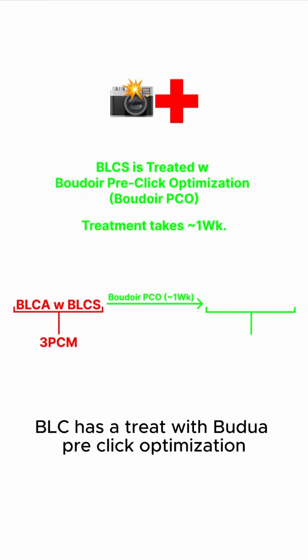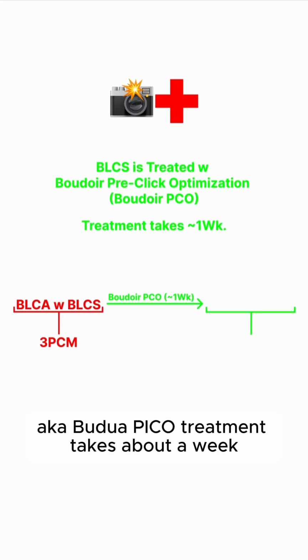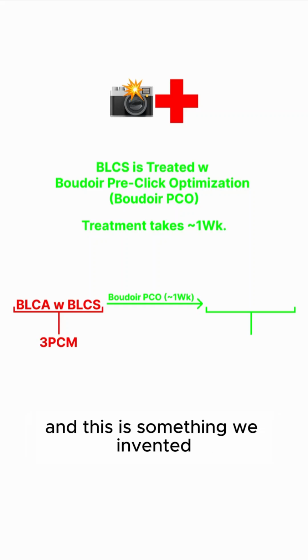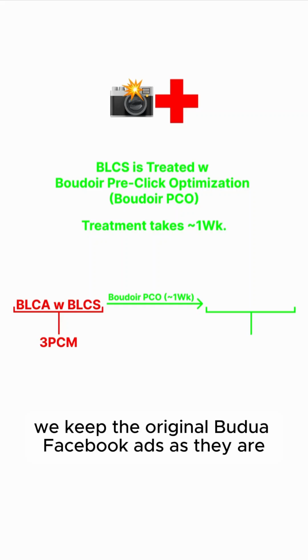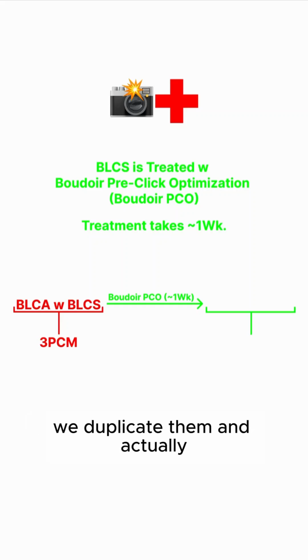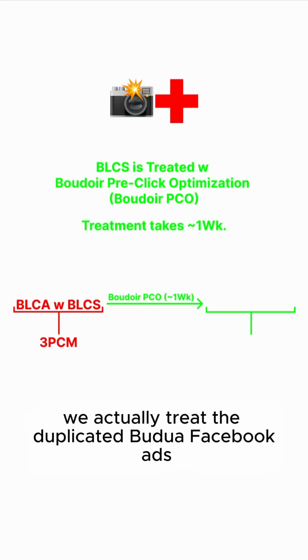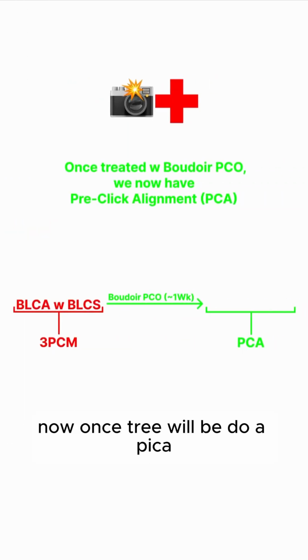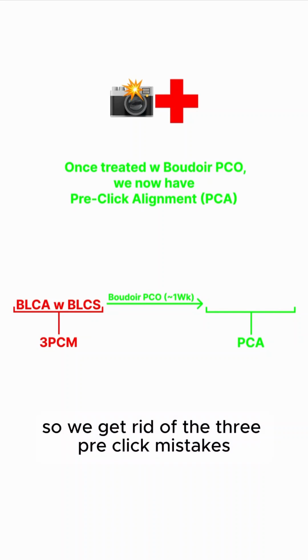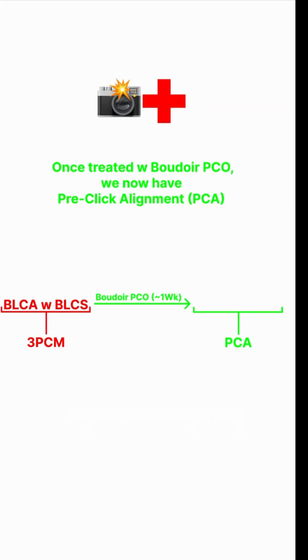We've got a BLCA with BLCS, caused by the three pre-click mistakes. Easy to solve though. BLCS is treated with Boudoir pre-click optimization, aka Boudoir Pico. Treatment takes about a week, and this is something we invented. We keep the original Boudoir Facebook ads as they are. We duplicate them, and we actually treat the duplicated Boudoir Facebook ads.